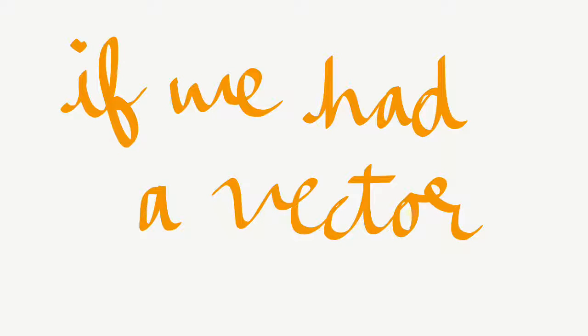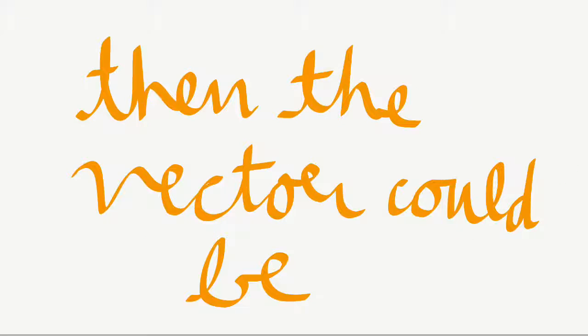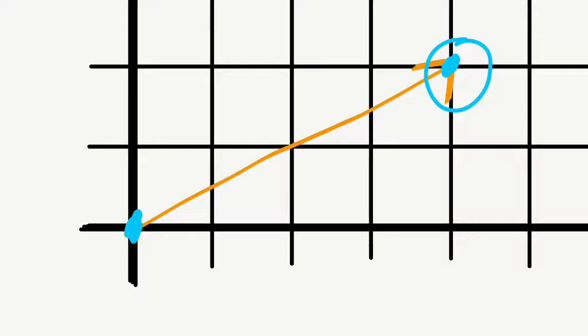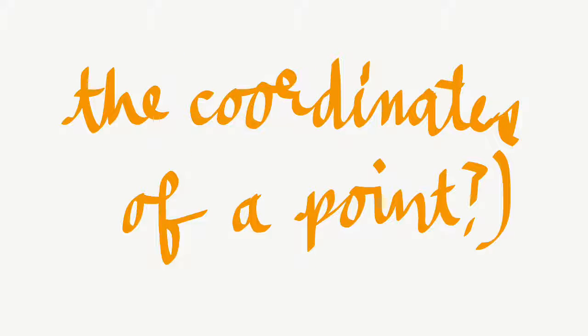So, if we had a vector pointing from this point here to this point here, and then we moved it to the origin, like this, then the vector could be described by the point that the head of the vector landed on. In this case, 4, 2. Remember how to calculate the coordinates of a point?